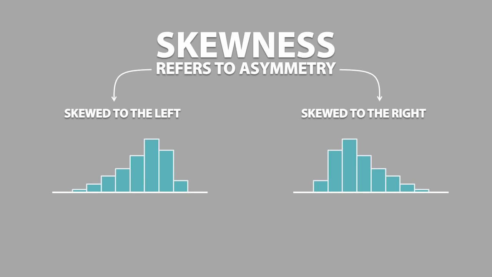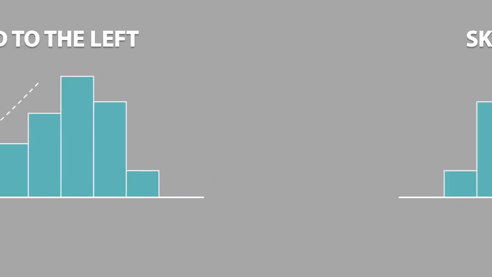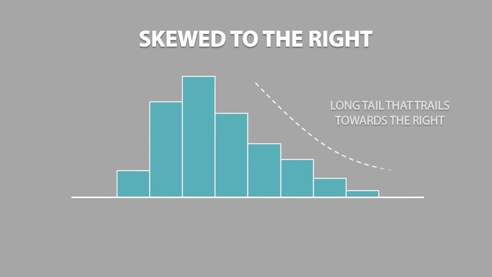A distribution is said to be skewed to the left if it has a long tail that trails towards the left. In contrast, a distribution is said to be skewed to the right if it has a long tail that trails towards the right side.